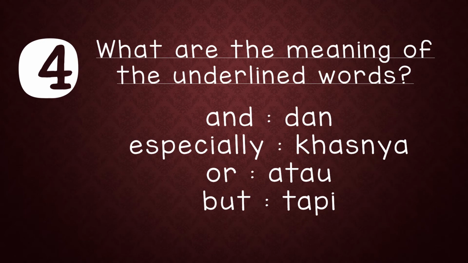Number 4. What are the meanings of the underlined words? Okay, the first one, and. Maksudnya, dan. Number 2, especially, khasnya. Or, atau. But, tapi. If you have all this correct, put a tick, a tick, a tick, and a tick. If you don't have this correct, then just write down the answer with your red pen. Let's continue.